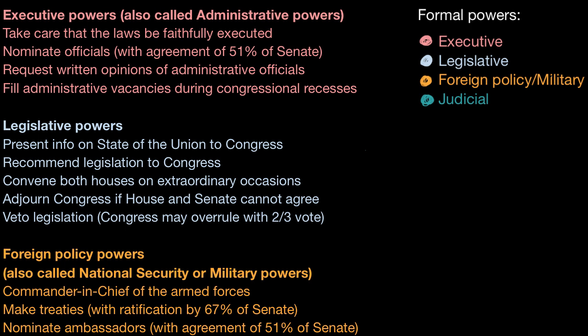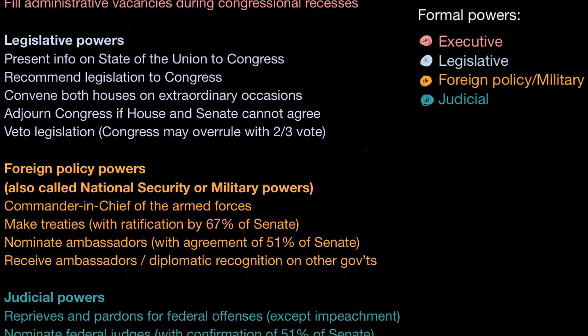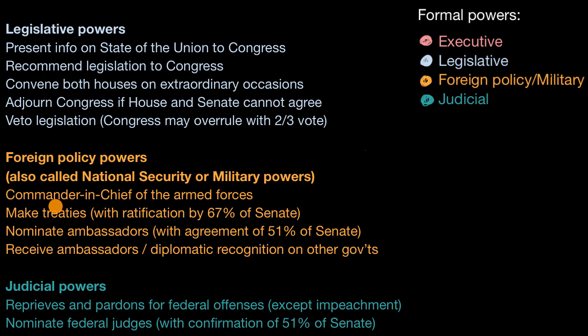And so, in summary, if we want to look at the executive powers of the president, the power to take care that laws be faithfully executed, nominating officials with confirmation from the Senate, request written opinions of administrative officials, fill administrative vacancies during recesses. Then you have the legislative powers. Present info on the state of the union, recommend legislation to Congress, convene both houses on extraordinary occasions, adjourn Congress if House and Senate cannot agree, and can veto legislation, although Congress can overrule with a 2/3 vote. And then you have the foreign policy and military powers, which include being commander-in-chief of the armed forces, making treaties which have to be ratified by the Senate, nominate ambassadors, receive ambassadors, and provide diplomatic recognition to other governments.